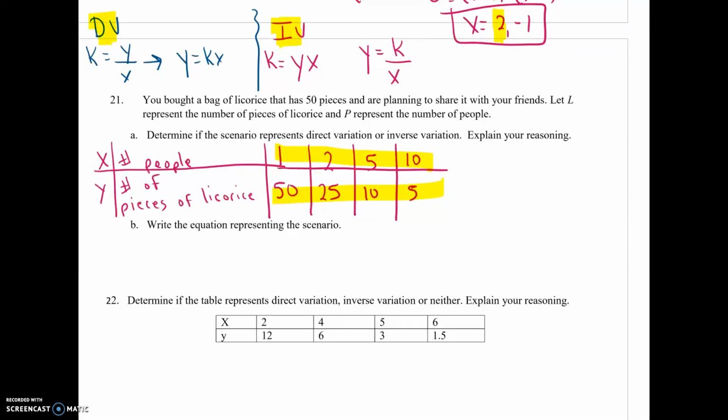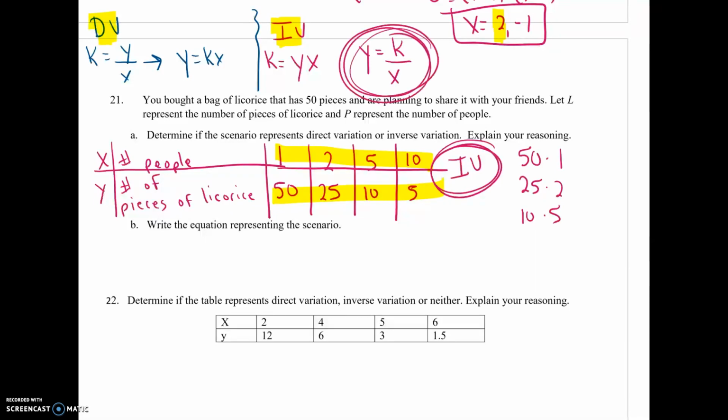And there is a constant that's happening here. Every time I take y and x and multiply them, because right now I think it's inverse variation since x is getting bigger and y is getting smaller, I always get the same set amount. I always get 50. So this is inverse variation. Now that I'm going to write the equation, remember, it's got to be y equals. The constant amount that we established earlier was 50, so I can write my equation as y equals 50 over x.